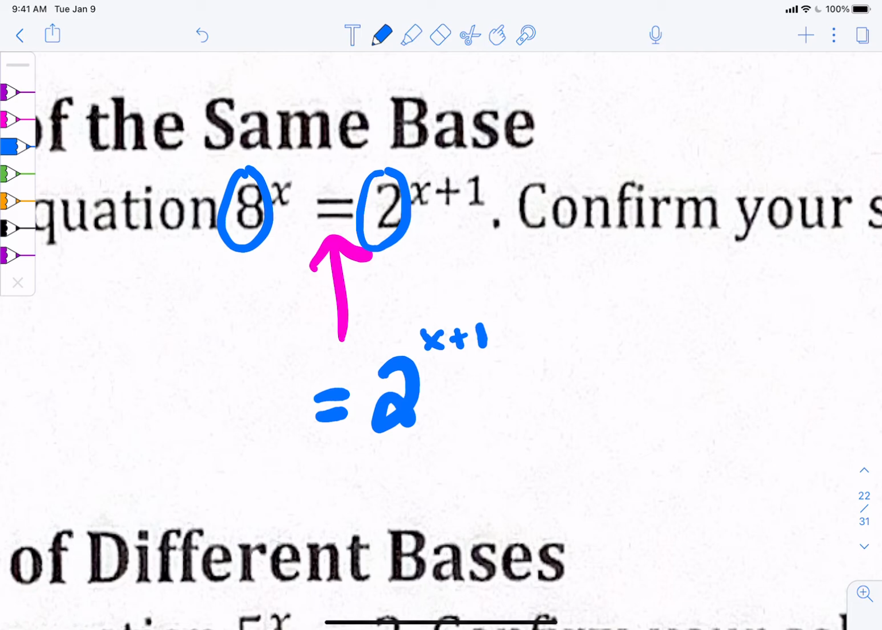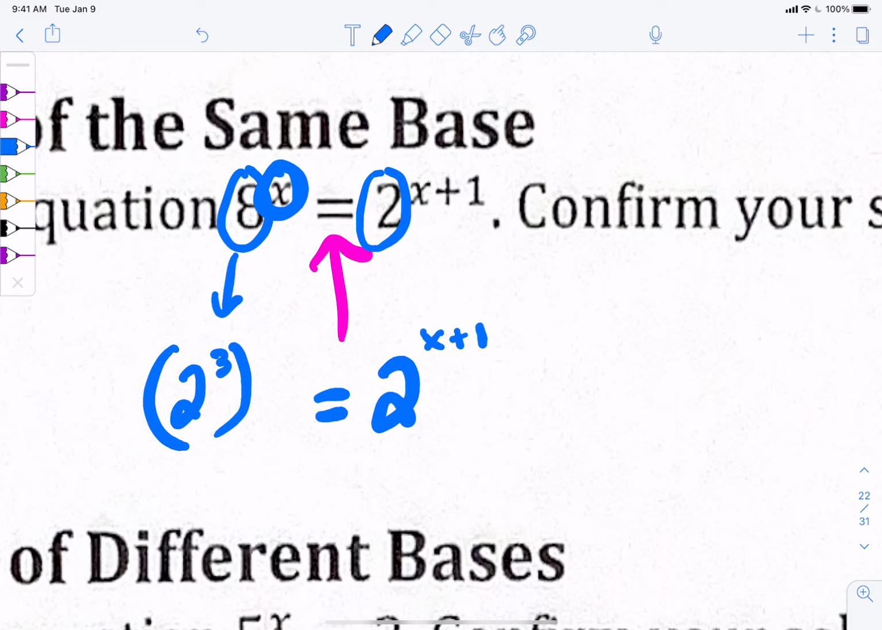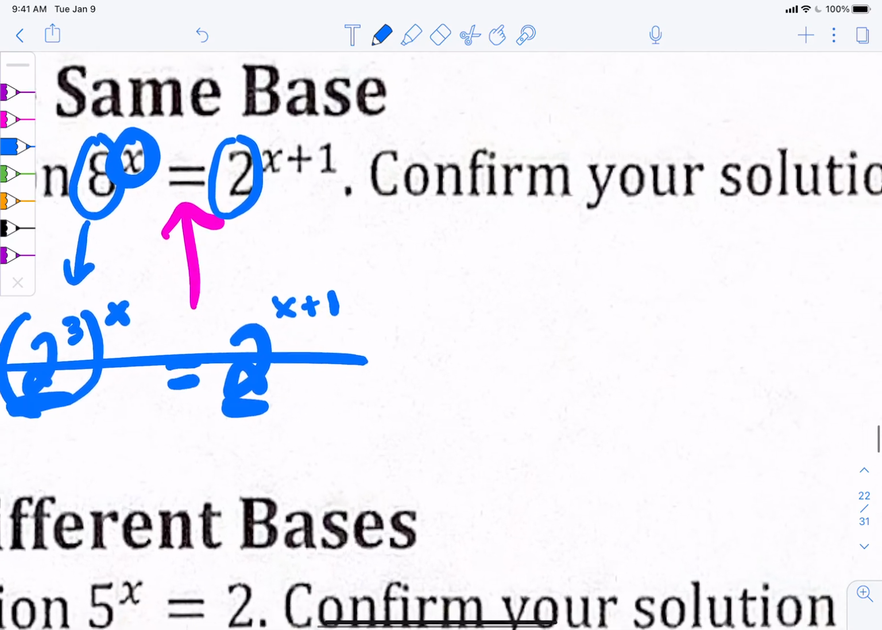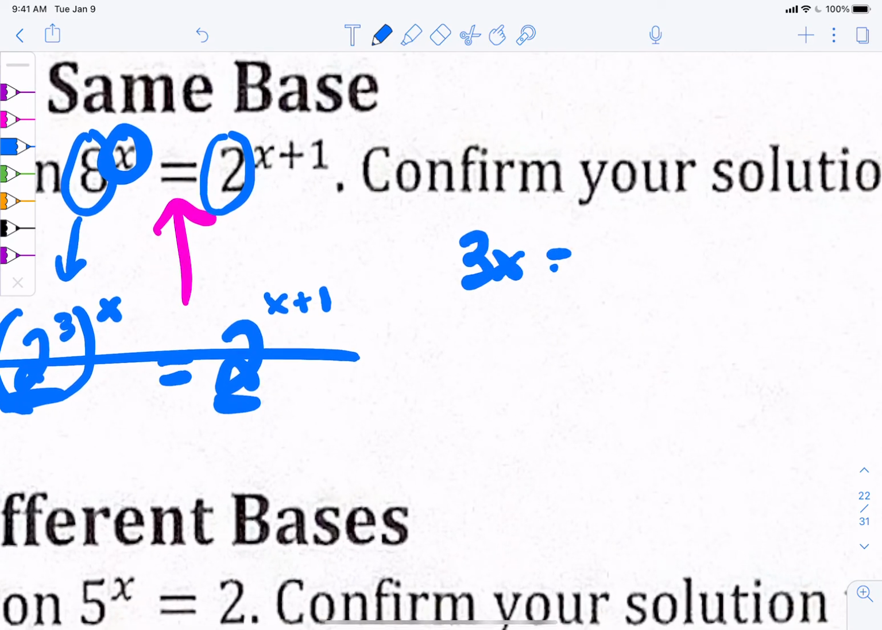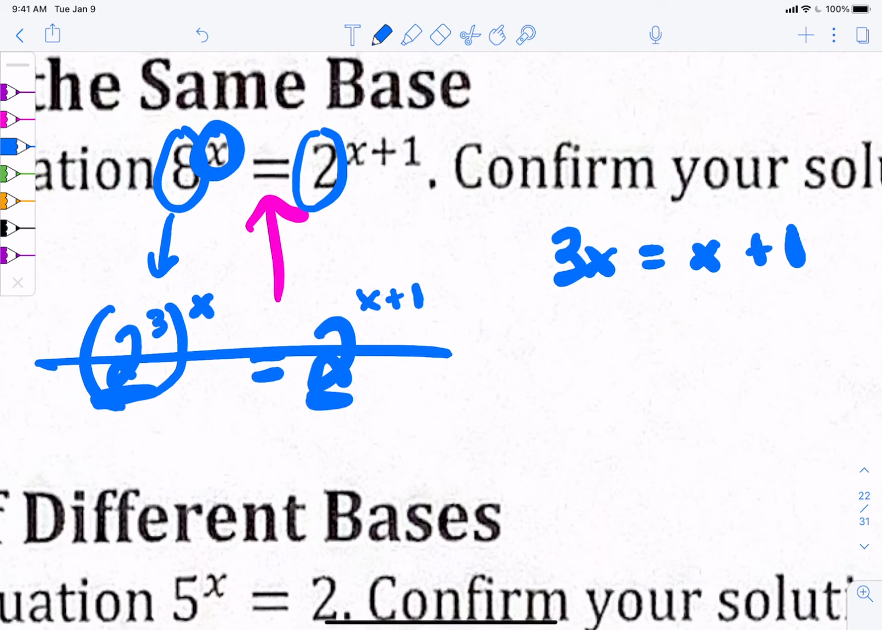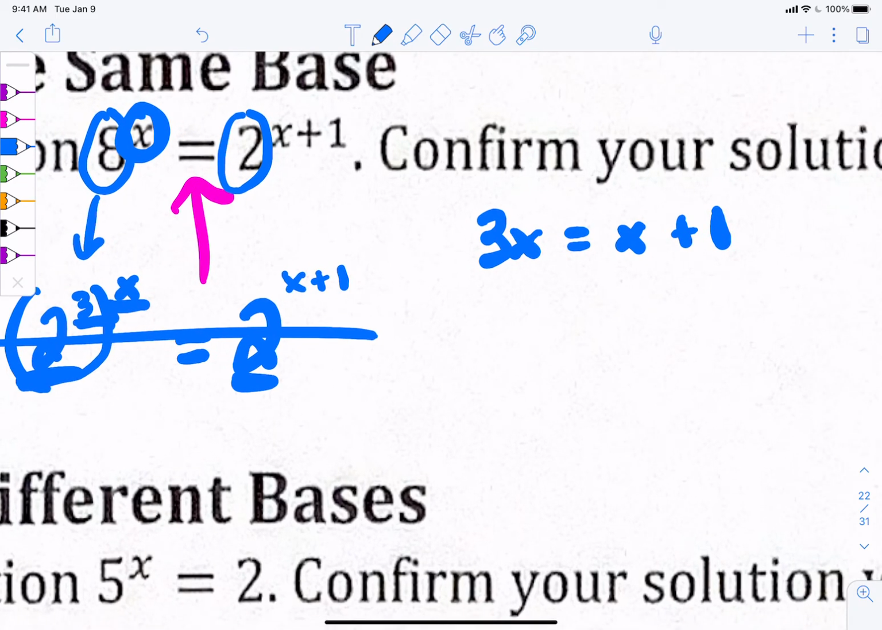Yeah. 8 is 2 to the third. So I'm going to make this 8 come down, and I'm going to make him 2 to the third power. But this x is still there. I have to bring that x down with him, right? Does that make sense? 8 is changing to 2 to the third power. That x is staying, okay? And then these 2's, since they're both the same base, cross off. So now I am just simply solving 3x equals x plus 1. Those exponents are equal to each other. This 3 and this x combine, they're just being multiplied together. So 3x equals x plus 1, and then I just solve like normal.